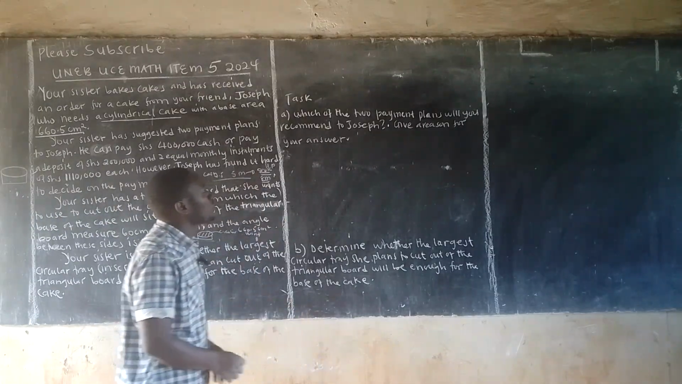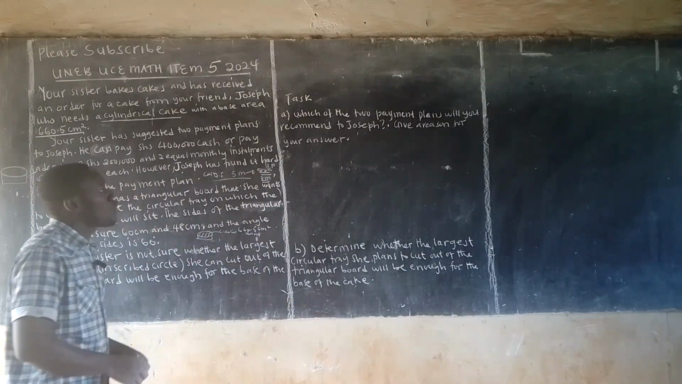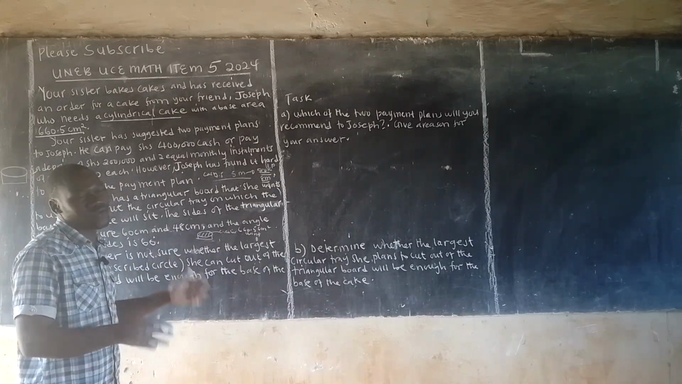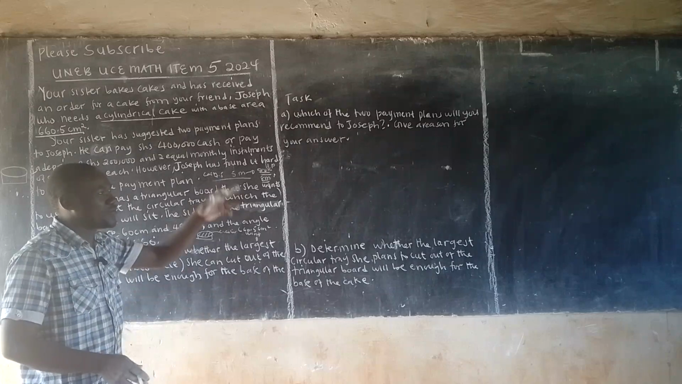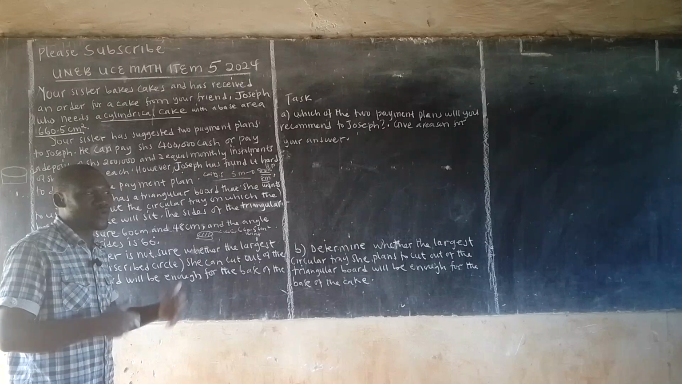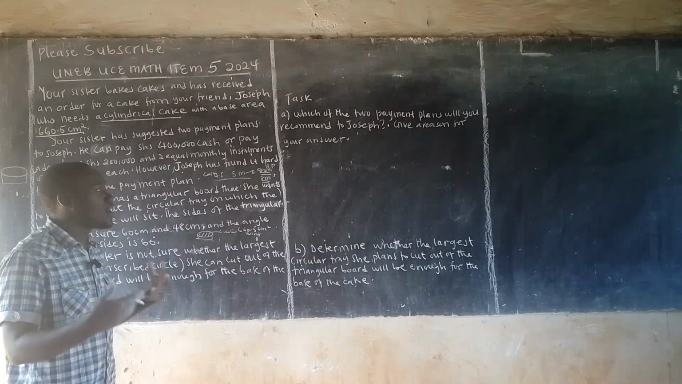Tasks. We have part A. Which of the 2 payment plans will you recommend to Joseph? Give a reason for your answer. Please, I told you cash is always better. However, you don't just go straight and say by cash. Give a reason. And since you're in math, any reason you give must be based on calculations.